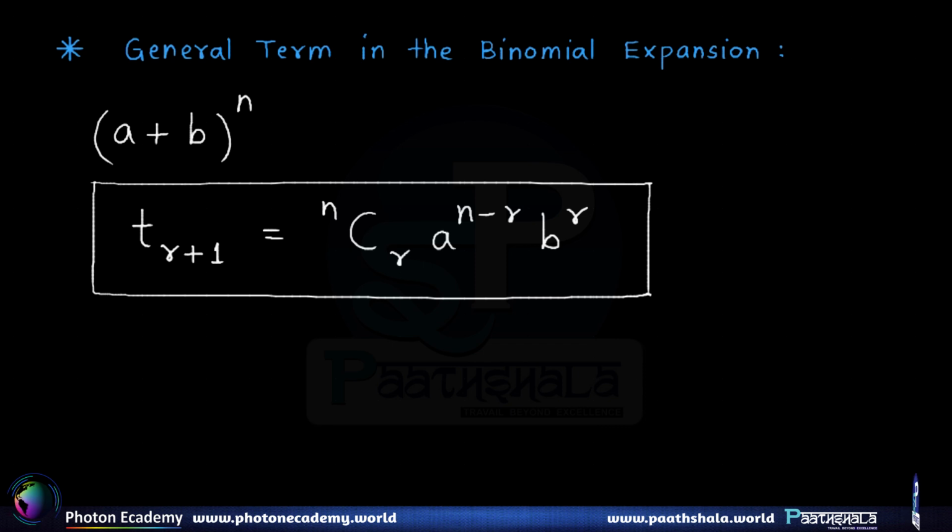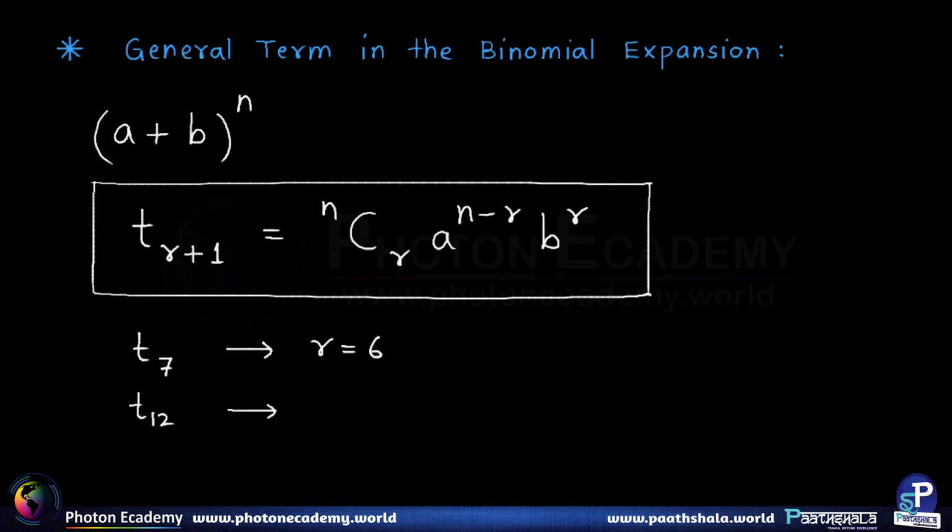So if we know what is a, what is b, what is n, and if we find out what is r, clearly we can directly write down that particular term without the need of writing all the terms from the beginning. Right? So as an example, suppose we want to find out t7 in some expansion, then 7 has to be same as r plus 1. So that means in the formula we'll have to put r as 6. If you want to find t12, then we'll have to put r as 11 and so on.